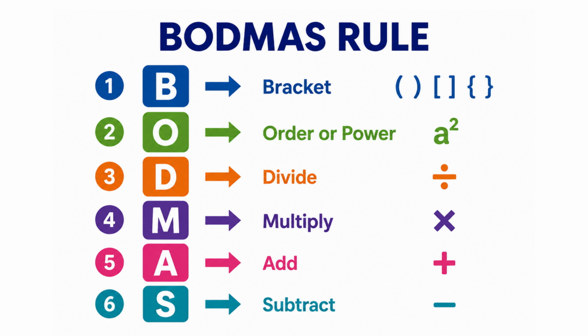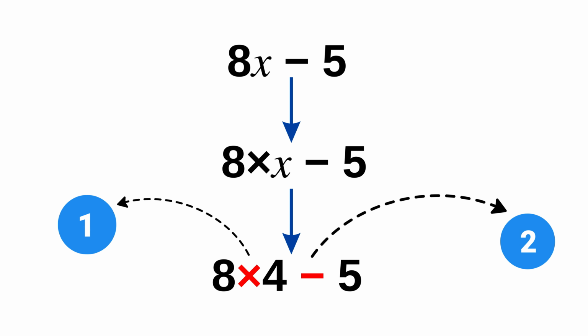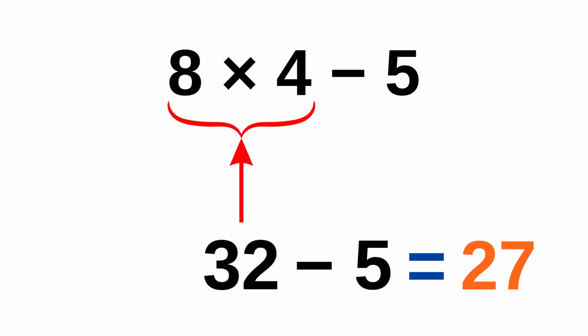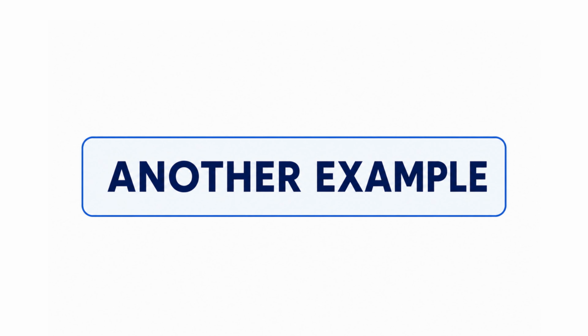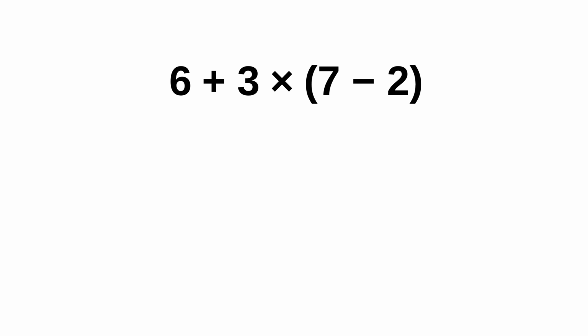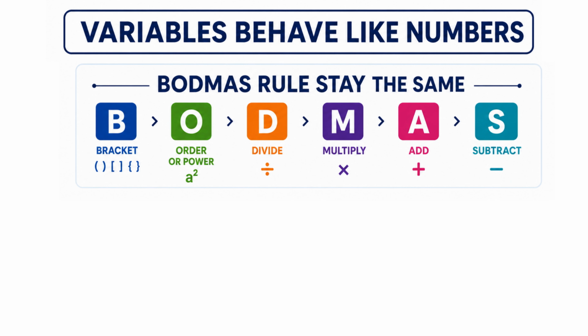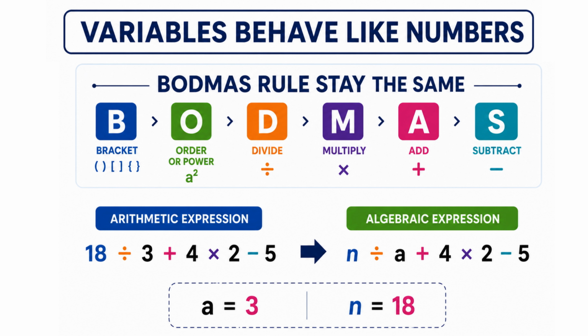According to BODMAS, multiplication must happen first. So 8 into 4 is 32, then 32 minus 5 gives 27. Now observe another example. 6 plus 3 into the group 7 minus 2. First solve the bracket to get 5, then multiply by 3 to get 15, and finally add 6 to get 21. Letters never change operation rules. They simply stand in place of numbers.